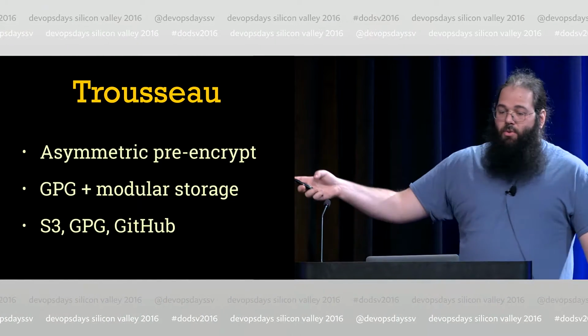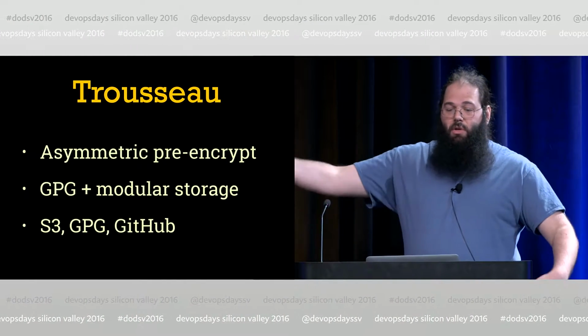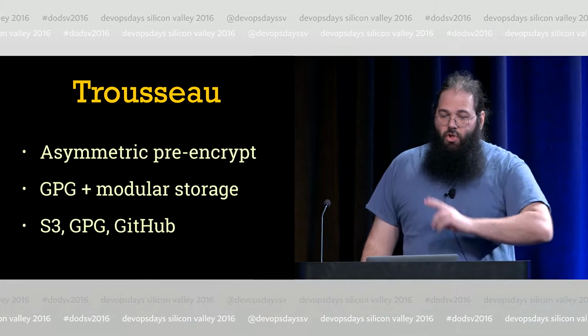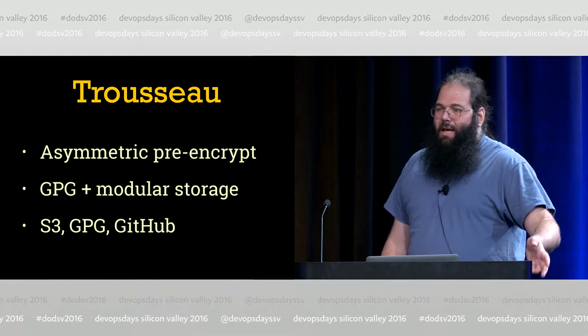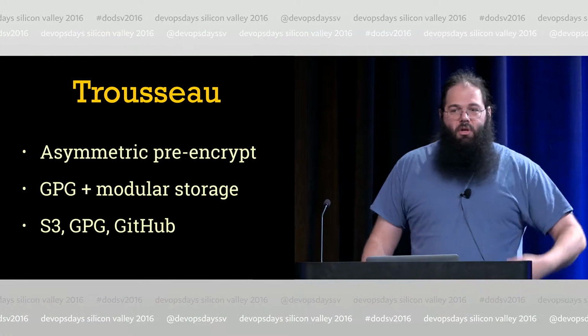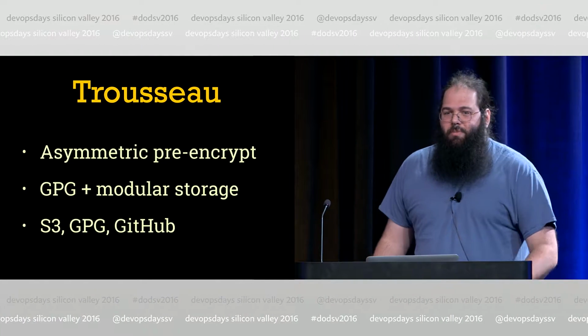Trousseau is an asymmetric pre-encryption tool, command line based, built around GPG instead of KMS. So you can use this on anything instead of just Amazon. It's got pluggable backends for storage, but being GPG-based for the encryption means that it's going to be a little bit more difficult to deal with key distribution if you're not already really familiar with GPG. GPG has some provisions for automation, but they're not great.